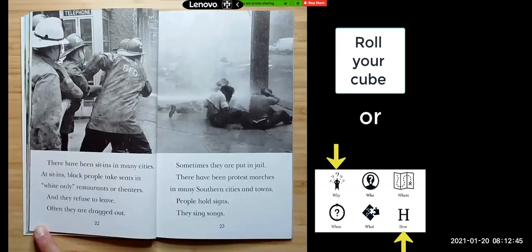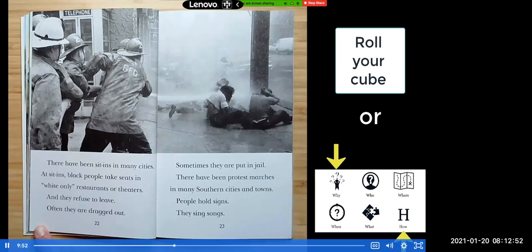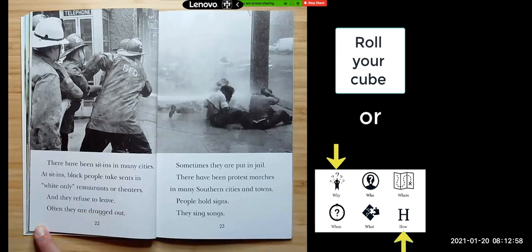There have been sit-ins in many cities. At sit-ins, Black people take seats in white-only restaurants or theaters, and they refuse to leave. Often, they are dragged out. Sometimes, they are put in jail. There have been protest marches in many southern cities and towns. People hold signs, they sing songs.